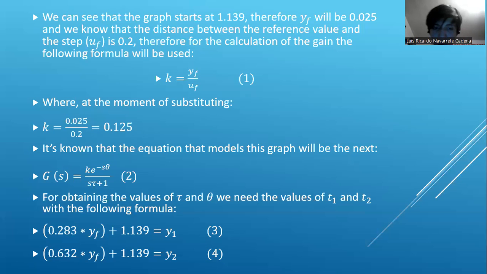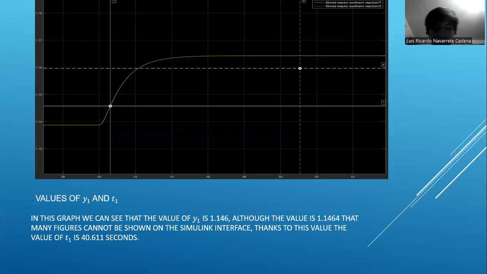To obtain the values of tau and theta, we need the values of T1 and T2. With the following formula, 0.283 multiplied by YF plus 1.139 equals Y1. And then we do this again with Y2. You can see in the graph that the value of Y1 is 1.146, although the value is 1.1464, but that many figures cannot be shown in the Simulink interface.